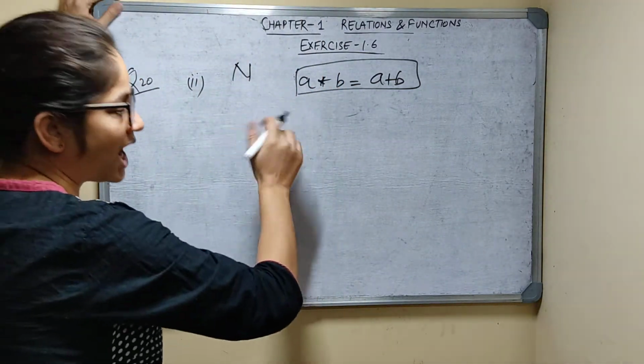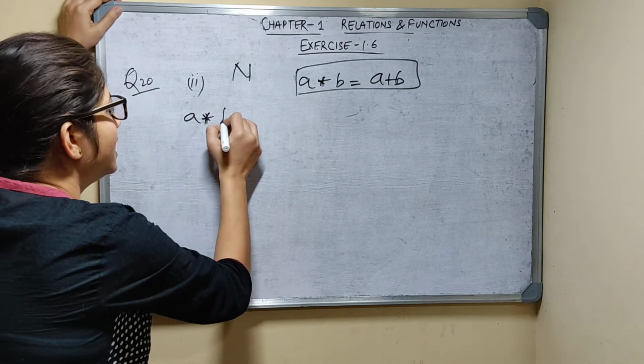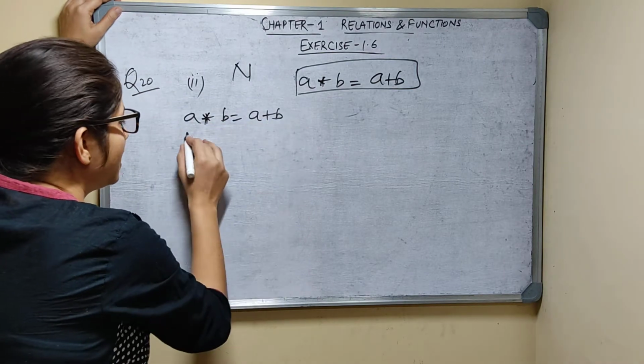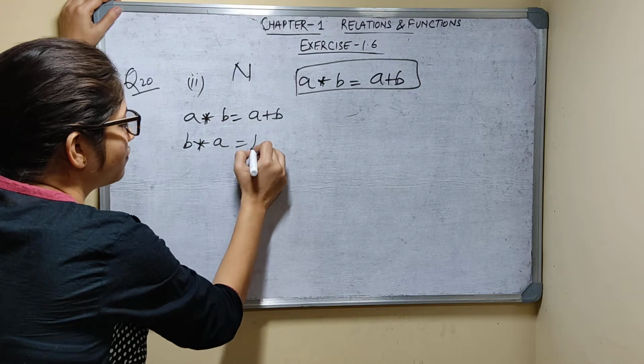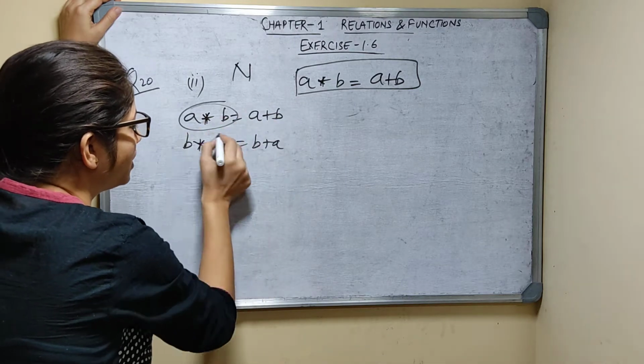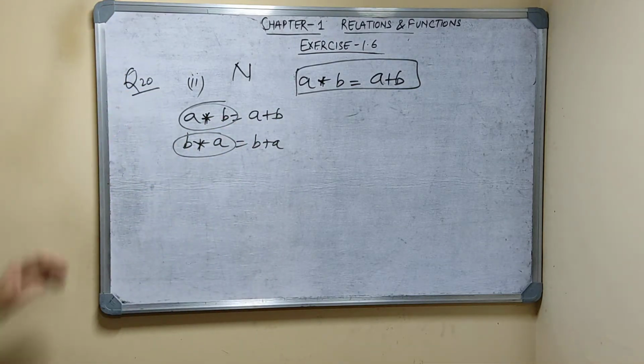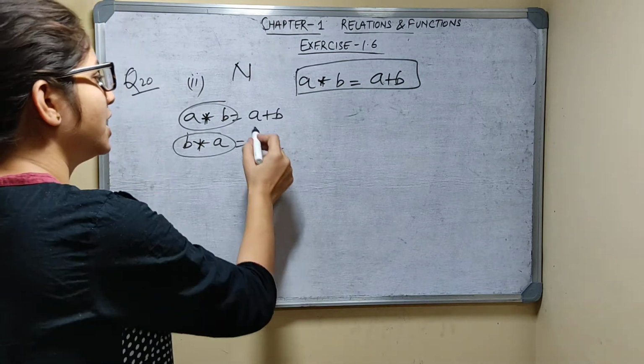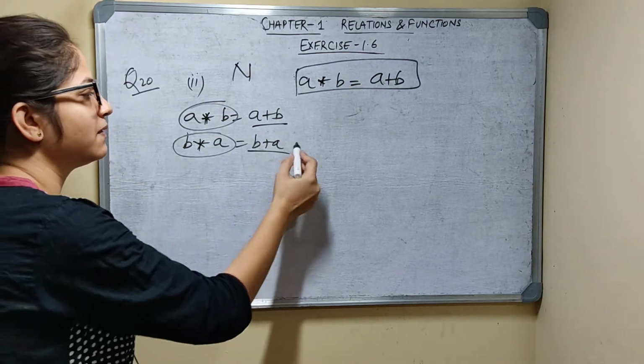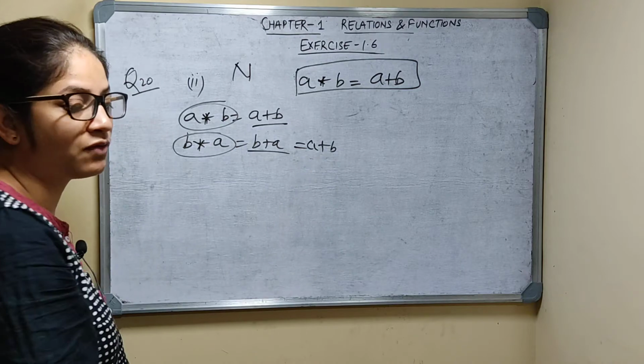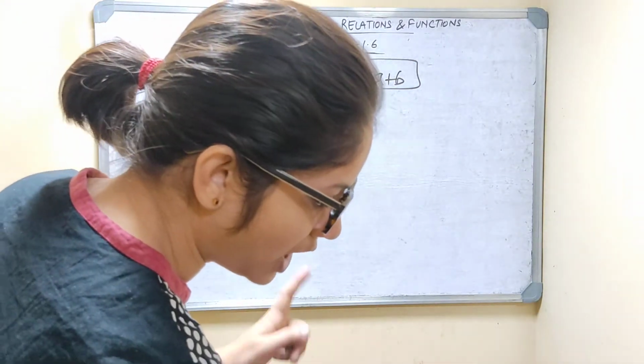Commutative binary operation on N means A strict B is equal to A plus B, and if you do B strict A, then also it is B plus A. So it is a commutative binary operation. When you are doing A strict B or B strict A, you are getting A plus B only. B plus A, this also you can get A plus B only. So it is a commutative binary operation on N.